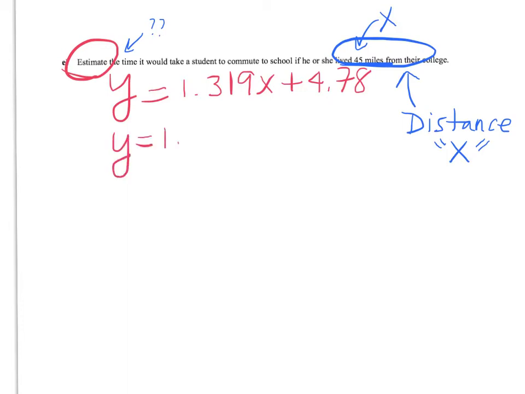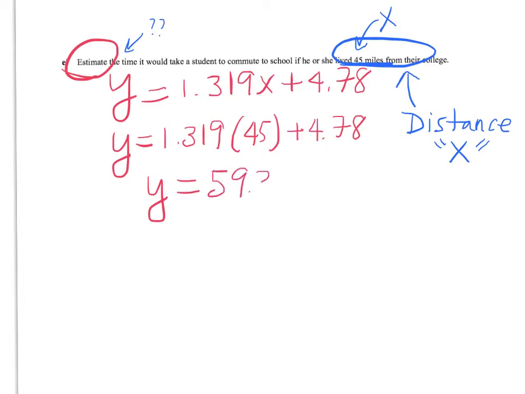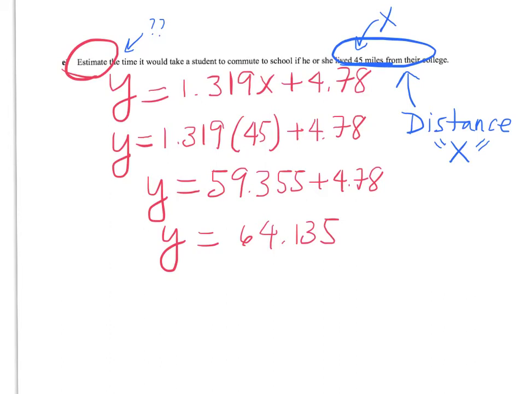So you're going to let x be 45 because that's what they're telling you. And then doing that, you're going to be able to find the y value. So in this case, we get that 1.319 times 45 is 59.355 plus 4.78. And we get 64.135. It always makes sense to write a sentence.